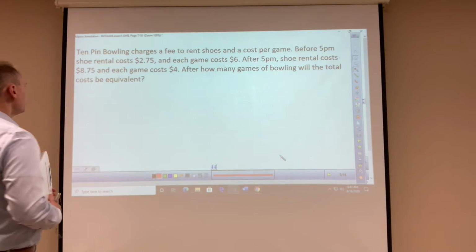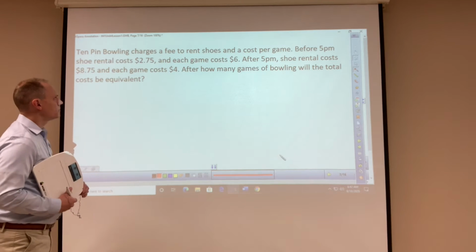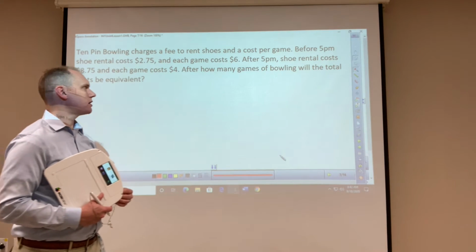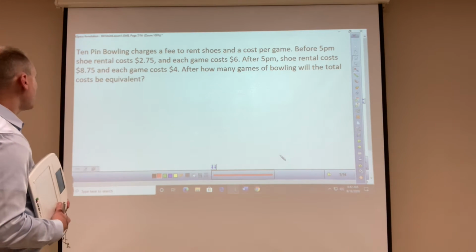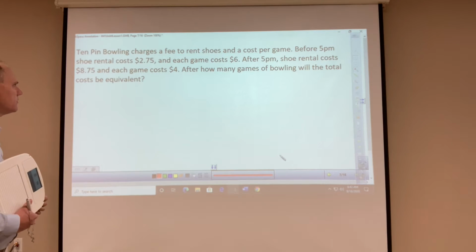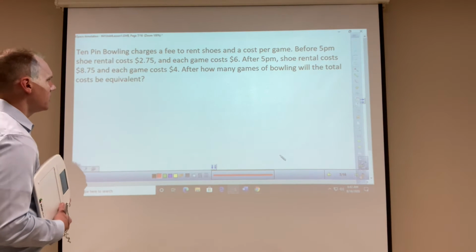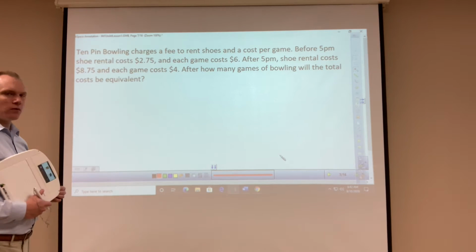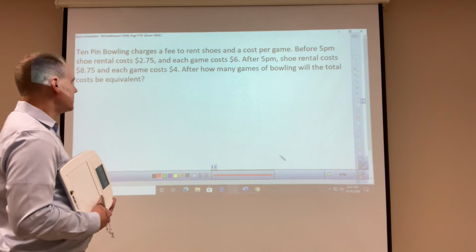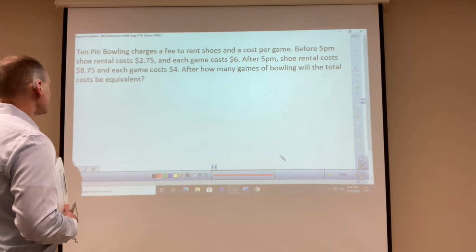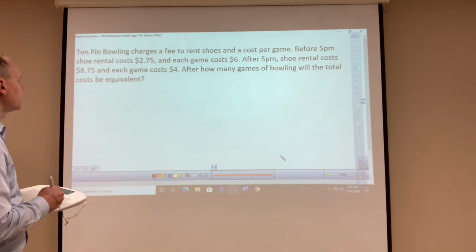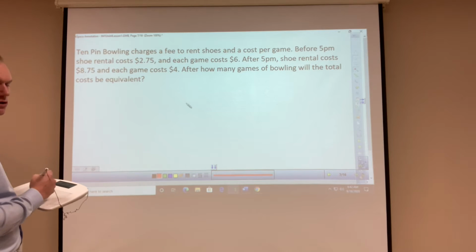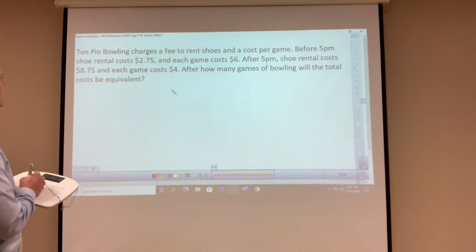All right, 10-pin bowling charges a flat fee to rent shoes and a cost per game. Before 5 p.m., shoe rentals cost $2.75 and each game costs $6. After 5 p.m., shoe rentals cost $8.75 and each game costs $4. After how many games of bowling will the total costs be equivalent? Okay, so let's first create the equation and then we can try and solve it.